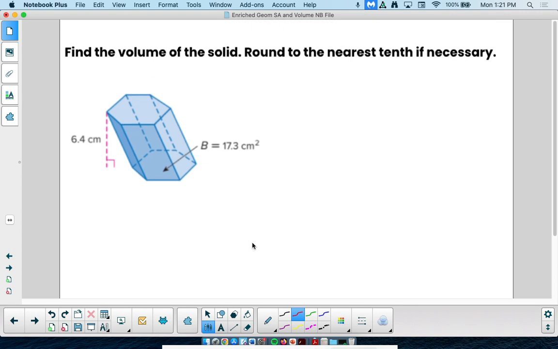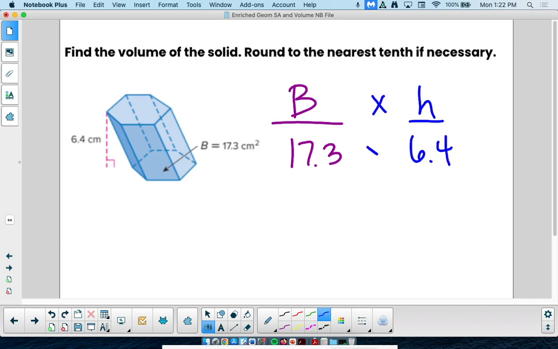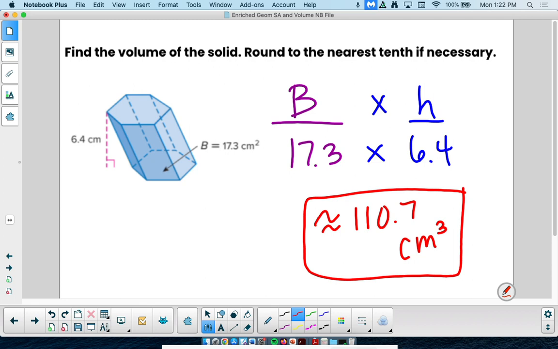So do we have a right prism here or an oblique prism? Oblique. Does it matter? Nope. Okay, so our base area, look, they're giving us our big B. They did the hard part for us. 17.3. What's our height? 6.4. Multiply those together, and that's our volume. 110.7 centimeters cubed. That's it. We're done.